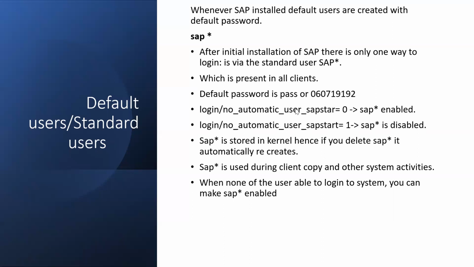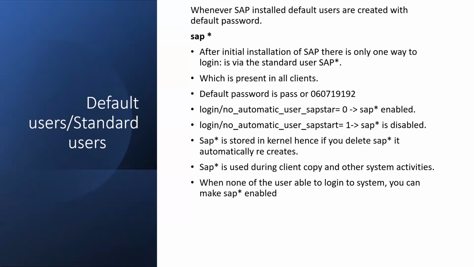I'll explain in one of my videos how to enable and disable SAP*, and also how to change the parameters in SAP. And SAP* is not stored in the user master record. It means that whatever users we create are stored in the user master record, but SAP* is an ID which is not stored in the user master record. It means that if you delete the SAP* user ID in SE01 or from the OS level, it is automatically created. This is hard coded in the SAP kernel.